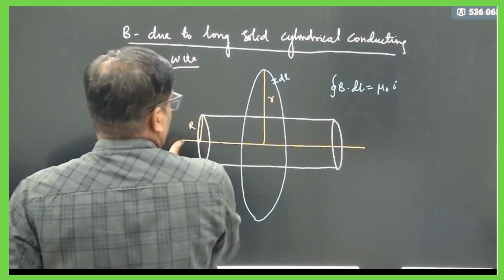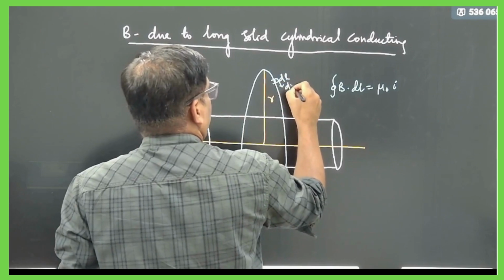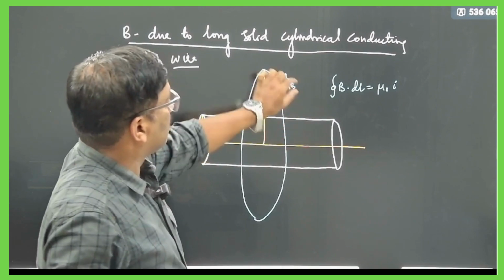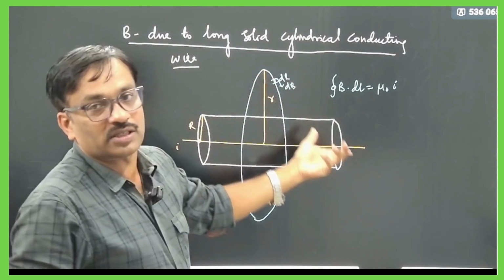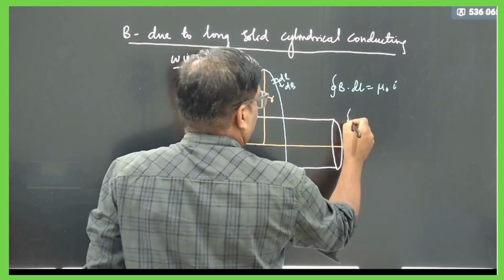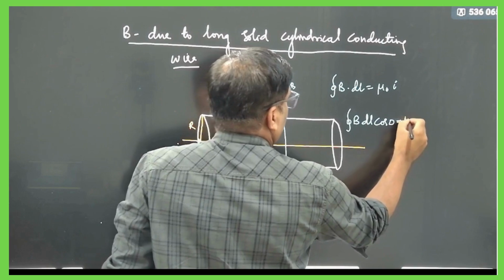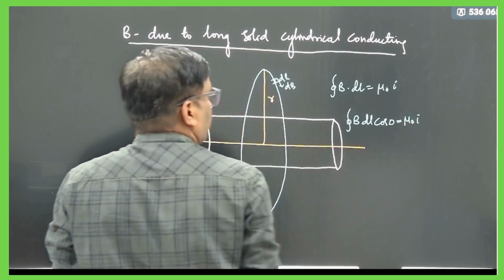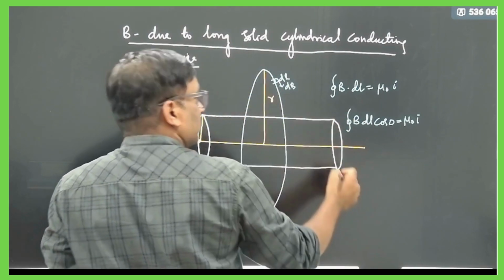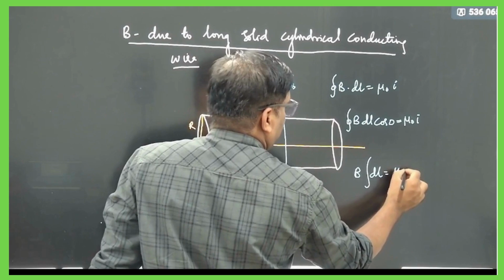Here the current is flowing, therefore there is a magnetic field here, dB. The magnetic field and this dl are both in the same direction, so cos theta, cos 0, is 1. Therefore you can rewrite it as the integral of B dl cos 0 equals mu naught into I. Cos 0 is 1, and B is constant because it is at equal distance, so B times the integral of dl equals mu naught into I.